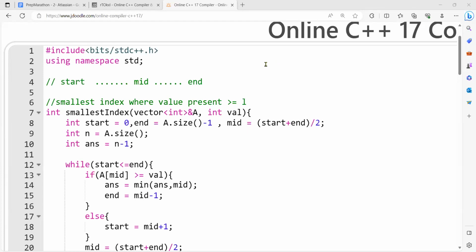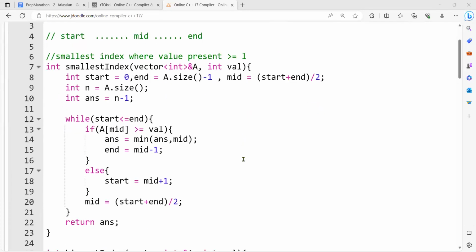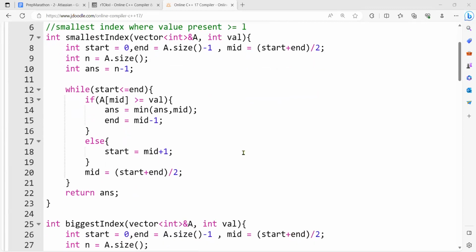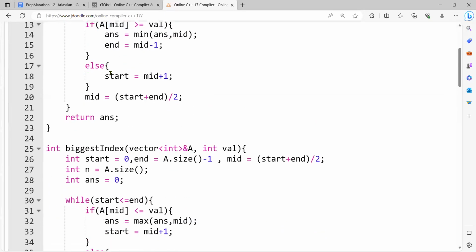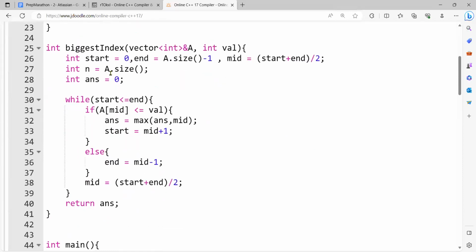Just understand the logic. Okay. Here is the program. This is the basic binary search condition here. Then we are looking for what? This is for finding the smallest index where the value present is greater than or equal to L. So whenever this mid is satisfying that condition, we'll look for a smaller value because our goal is to find the smallest index. So in this way, you can also find the biggest index.